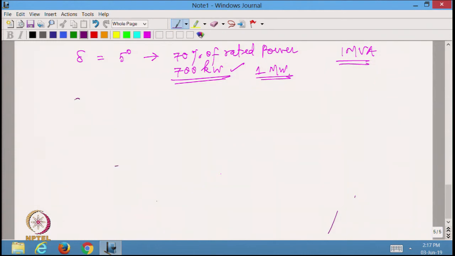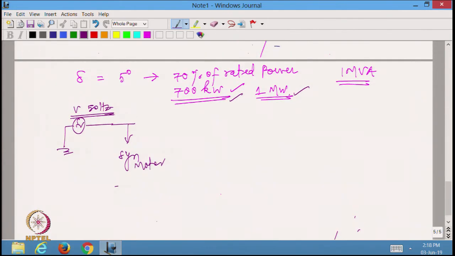Assume that the machine is connected to the infinite bus. So, this is the infinite bus, and here is where my synchronous motor is connected. This voltage and 50 hertz are both set in stone. I cannot change them. Now, when I increase the power from 700 kilowatt to 1 megawatt, I have increased the load. The immediate response of the machine will be to release the kinetic energy stored in the rotating parts.